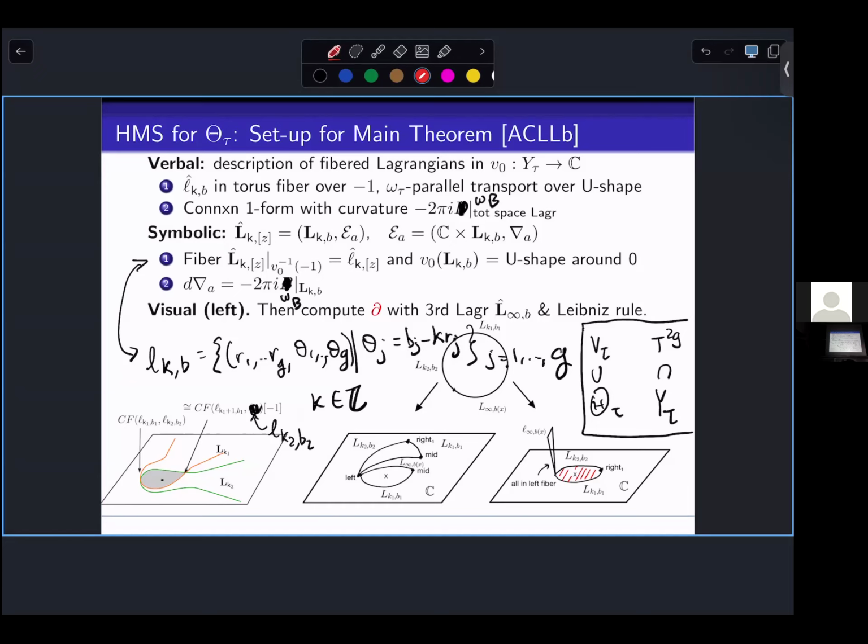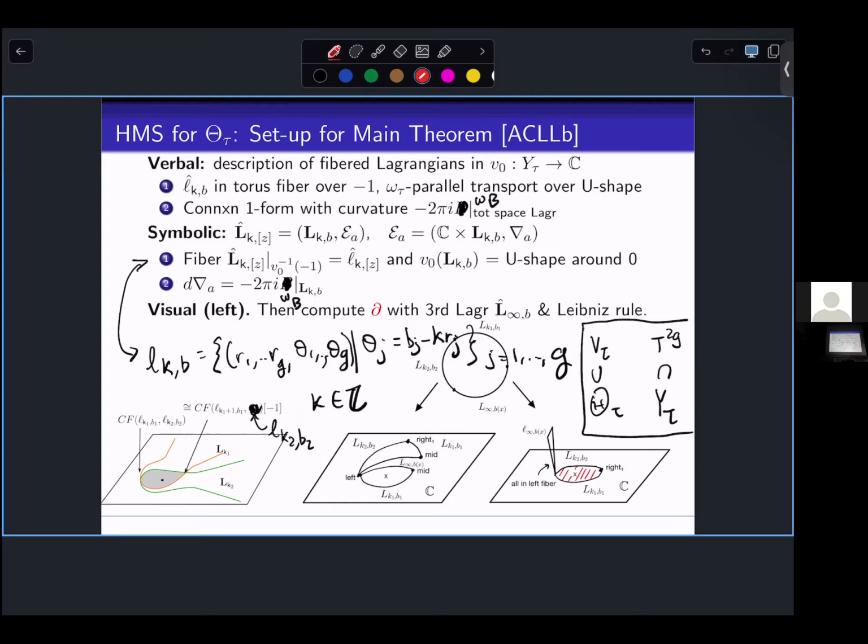So what we do is we introduce this L infinity, which is the vertical Lagrangian around a U shape. We look at the moduli space of disks of index 1 bounded by the 3 Lagrangians in the total space. That's compactified to a one-dimensional manifold whose signed count of its boundary is 0. That's how you prove the Leibniz rule in a Fukaya category.